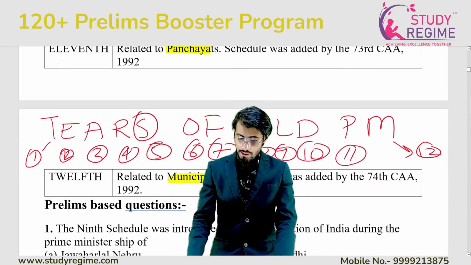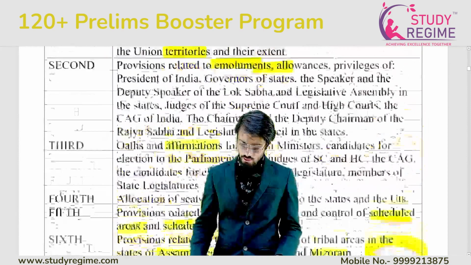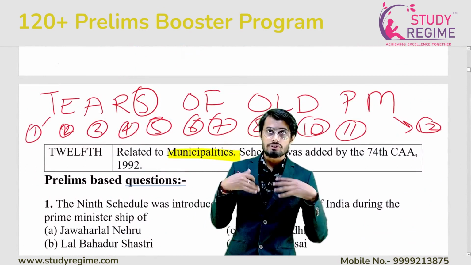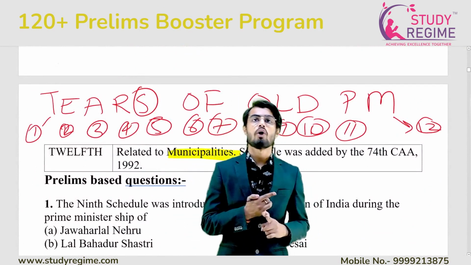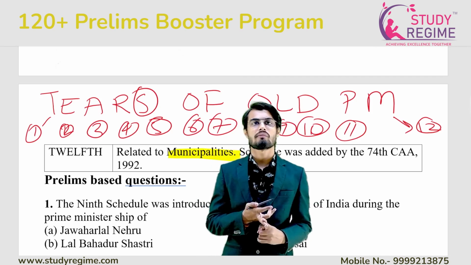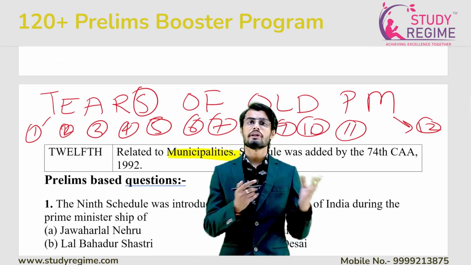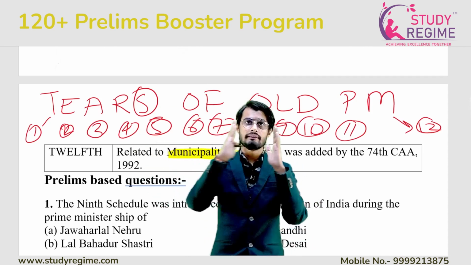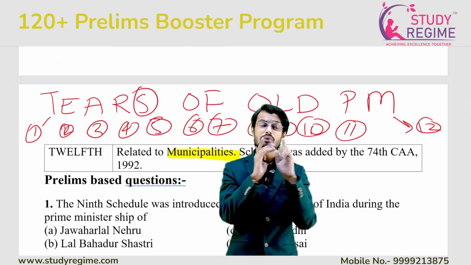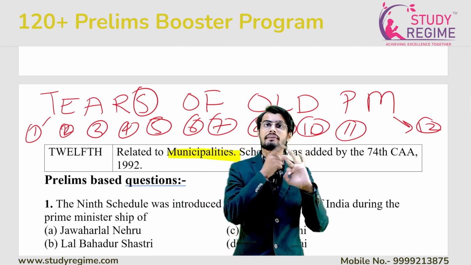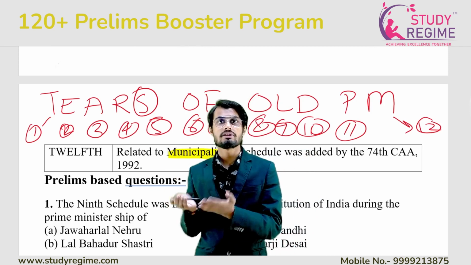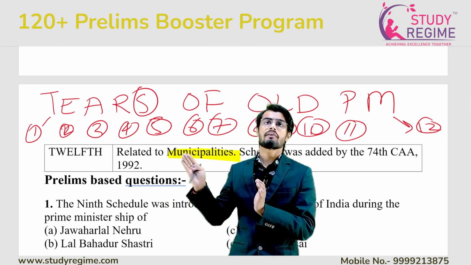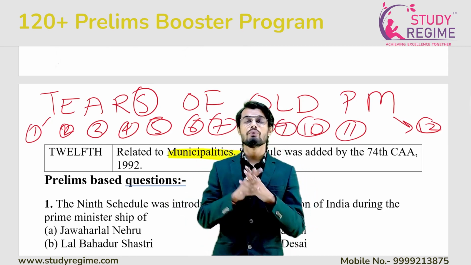So students, let me repeat once very quickly. Tiers of old PM. Let's sync with me. T for territories, then E for emoluments, E for affirmation, R for Rajya Sabha, S stands for scheduled areas and tribes, and O for official language. F for federal character, that means division of powers, which here we discuss in the 7th schedule, that is the union list, state list, and then the concurrent list. O again for official language in the 8th, then L for land reforms in the 9th schedule, and D means anti-defection law in the 10th schedule.